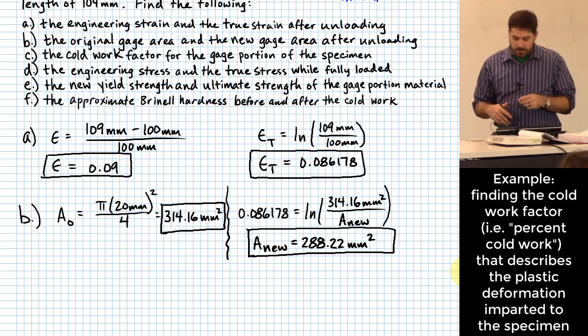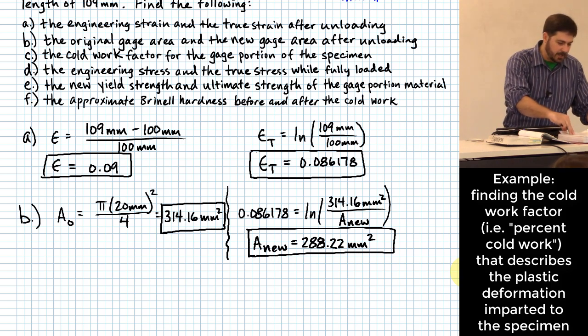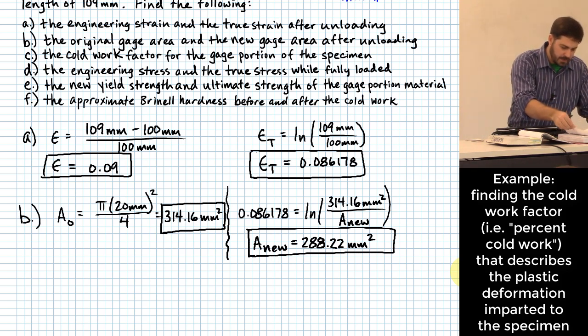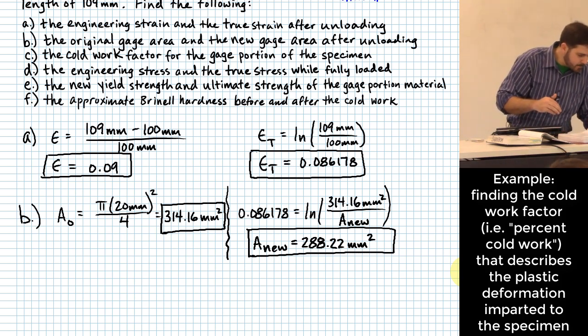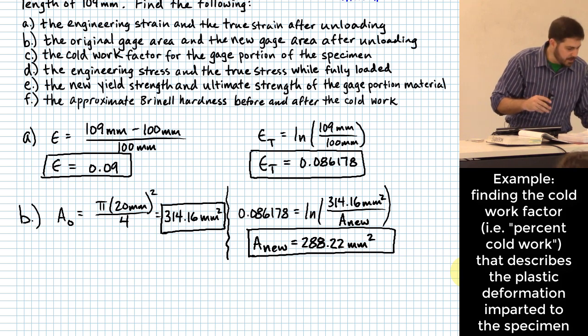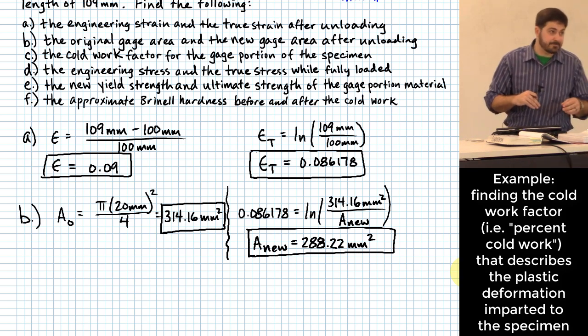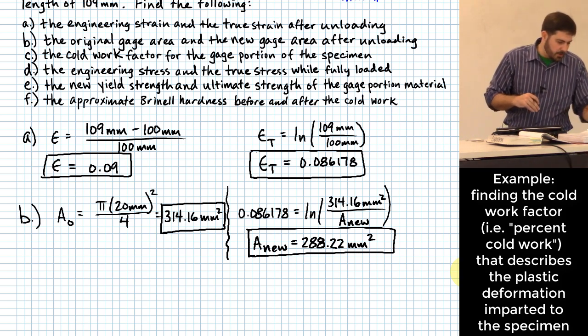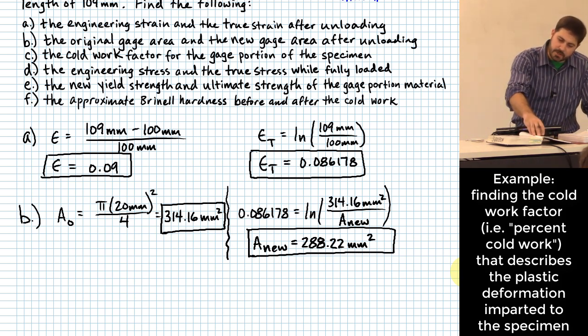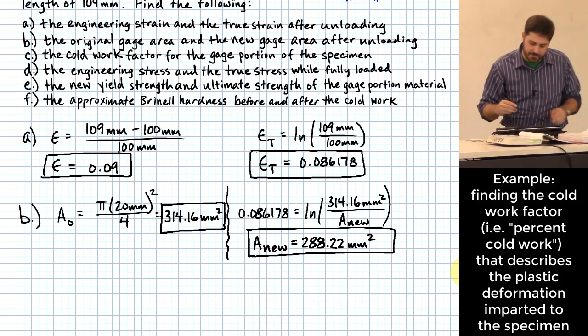Okay? So anyway, the definition of the cold work factor, if you're working out of edition 11, is going to be on page 56. In edition 10, it's going to be on page 50. And it's given with equation 2.26 in edition 11. In edition 10, it's given with equation 2.13. Okay, here's the definition.